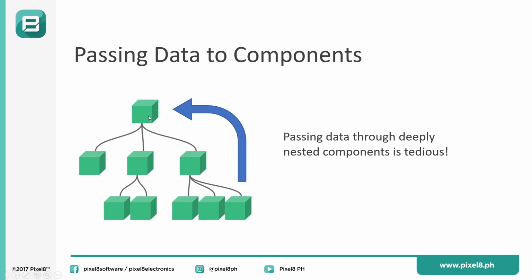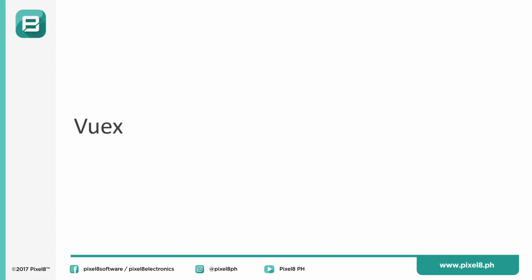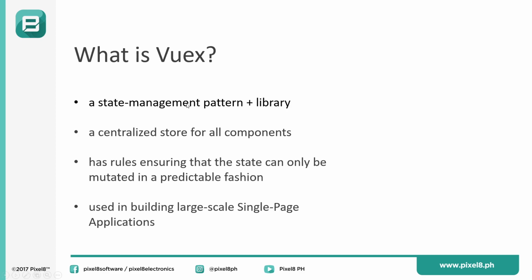If you have a deeply nested component system, or rather a structure of components which are rooted deeply, that is quite a hassle. So how do you deal with that? You deal with that using Vuex. Now you might ask, what is Vuex? Vuex is basically a state management pattern and a library. Also, Vuex is a centralized store for all components. Also, to maintain its integrity, Vuex has rules ensuring that the state can only be mutated in a predictable fashion. Lastly, Vuex is used for building large-scale single-page applications.